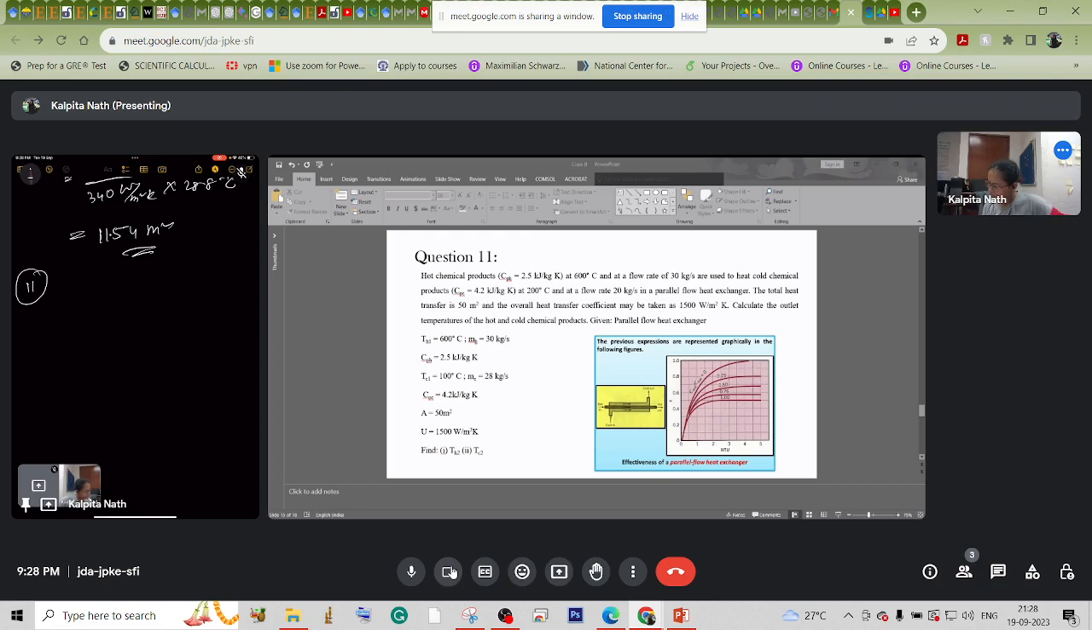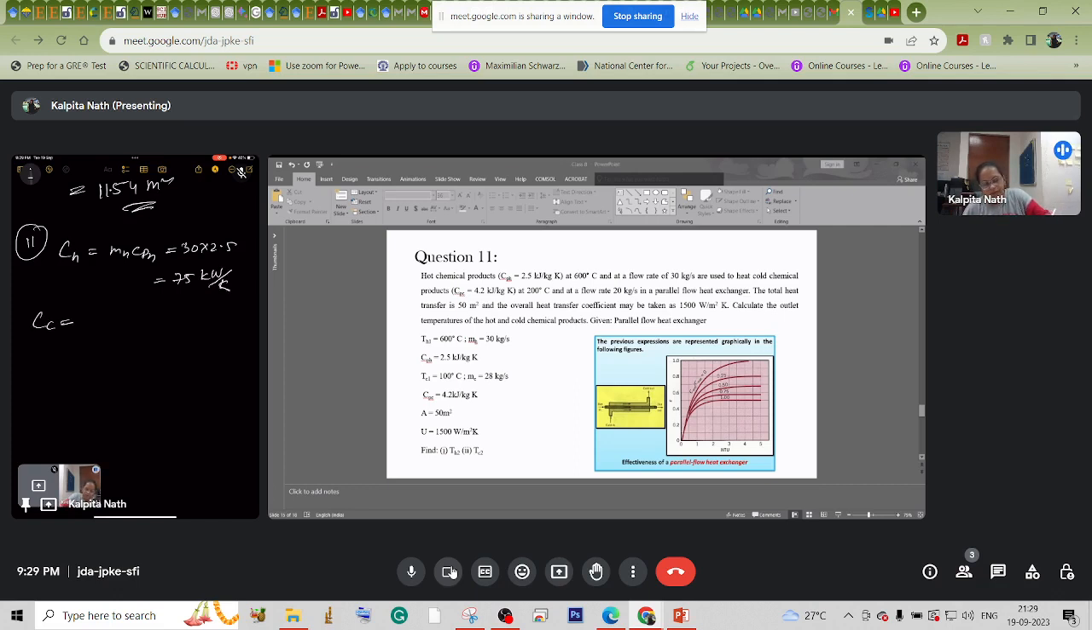Okay. So for this, the heat capacities, that is CH, capital CH is MH CPH. This is 30 into 2.5. This is for the hot fluid, right? So this is 75 kilowatt per Kelvin. For cold fluid, this is MC CPC. This is 28 into 4.2. This is 117.6 kilowatt per Kelvin.